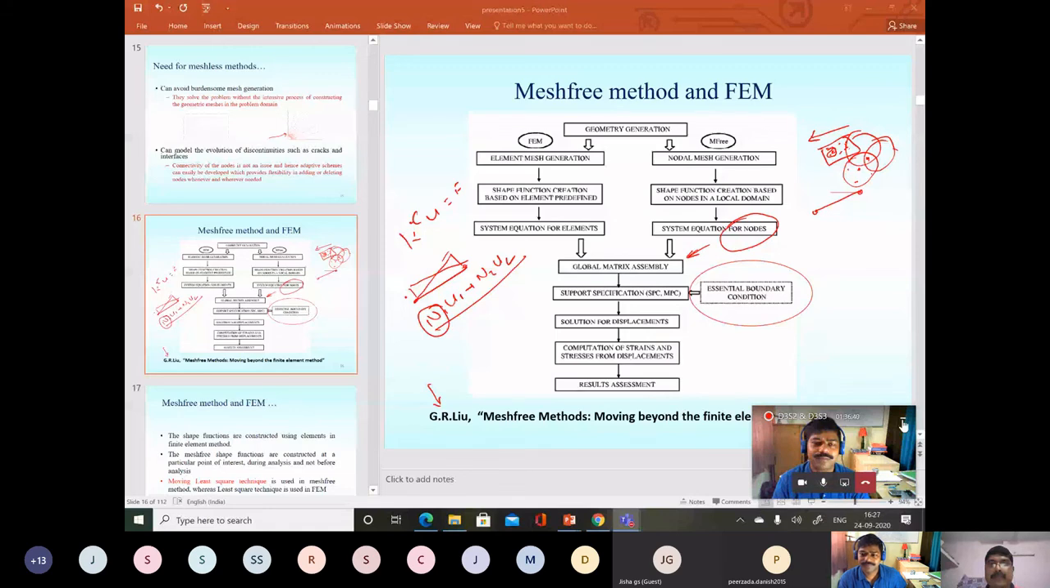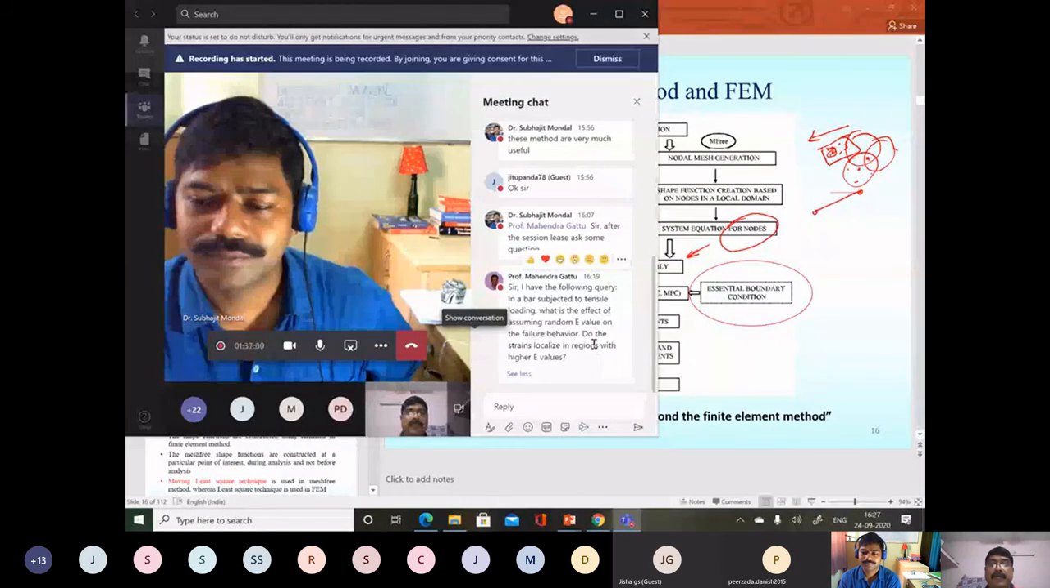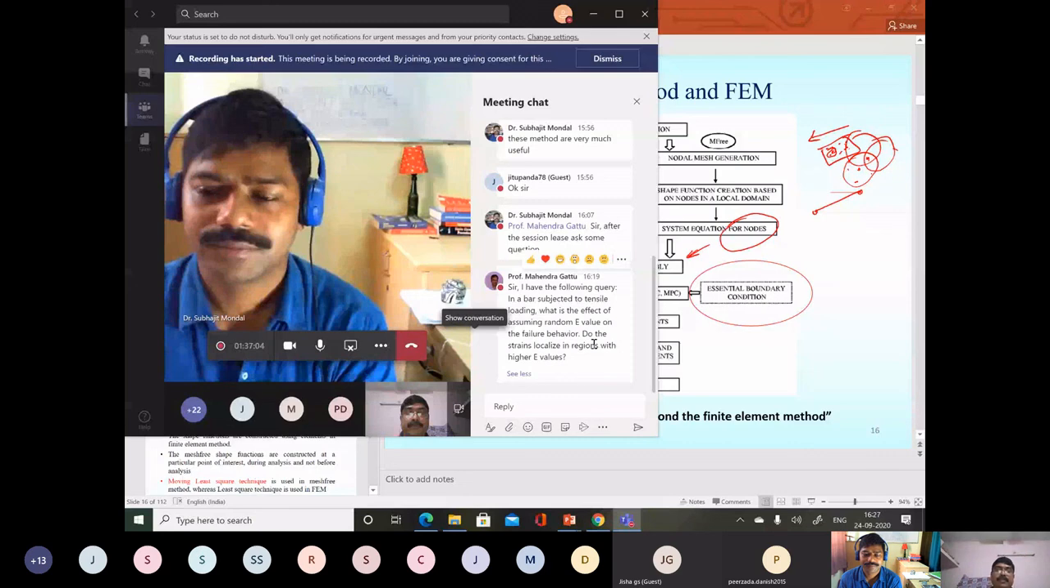So I have the following query. In a bar subject to tensile loading, what is the effect of assuming random E-value on the failure behavior? Do the strains localize in regions with the higher E-values? Yeah. See, the randomness in E doesn't make any changes in your stress values, but your strains will be random.